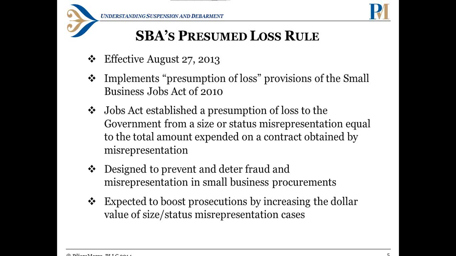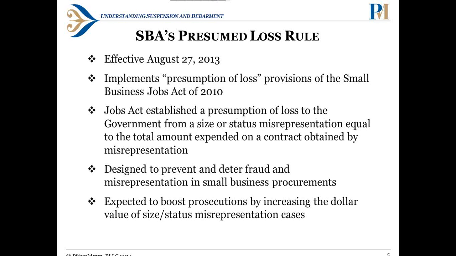provision that was designed to prevent and deter fraud and misrepresentation in small business procurements, and also, or primarily maybe, increase prosecutions of those types of cases, which maybe aren't necessarily the sexier cases that get a lot of attention at DOJ, but when you can attach a larger dollar amount to it, you get more visibility, more attention. And so this presumption of loss says that the government is presumed to have a loss of the entire amount of the contract if the contract is obtained based on a misrepresentation of size or status.